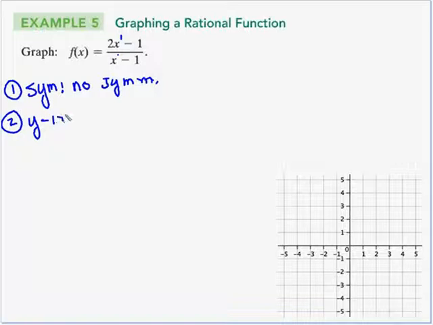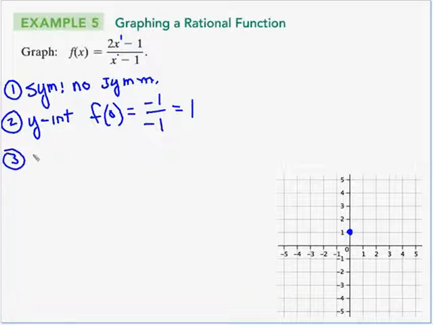Number 2, y-intercept, or f of 0. If I plug zeros in, my numerator becomes 0 minus 1, which is negative 1. Denominator becomes a 0 minus 1, which is negative 1. So our y-intercept is positive 1. I'm going to put a dot there right now.